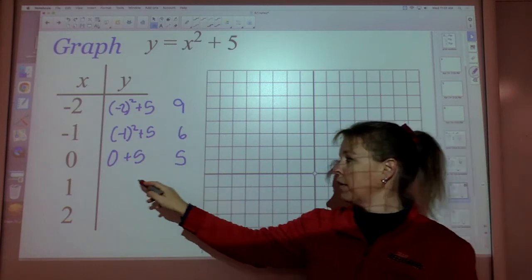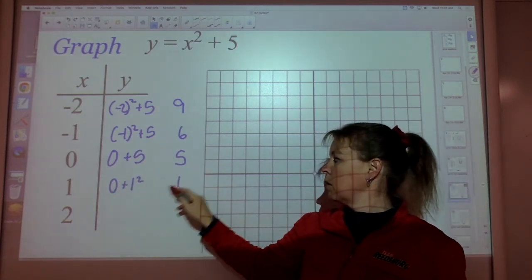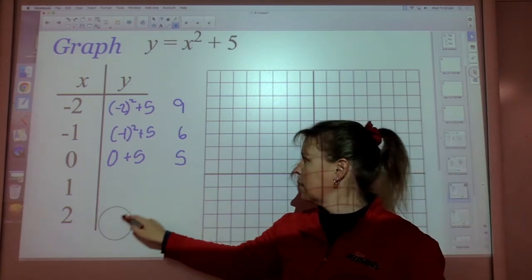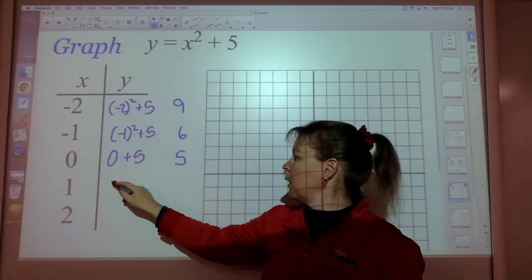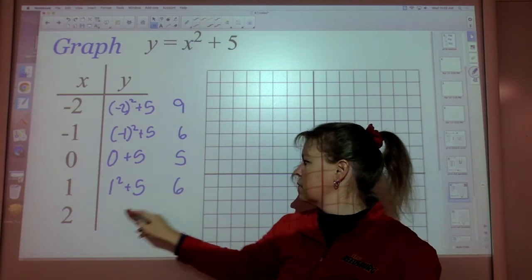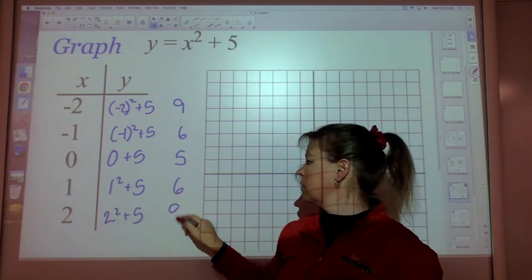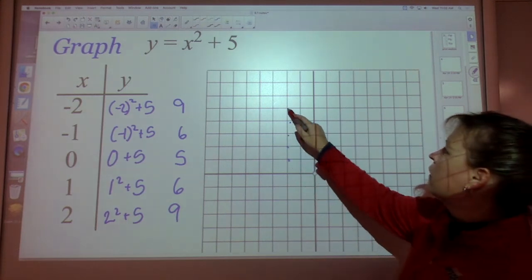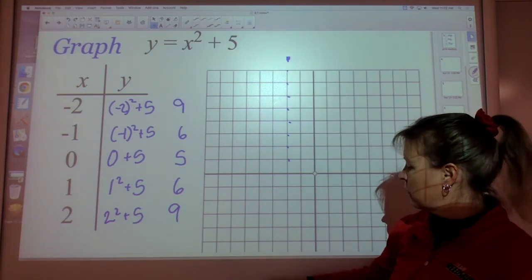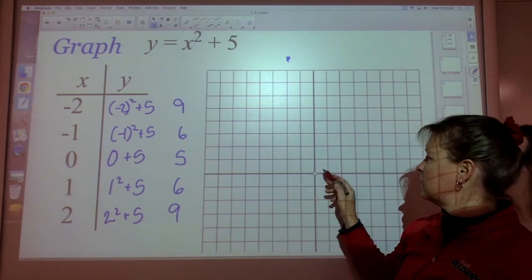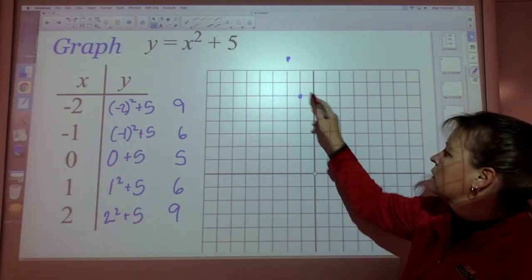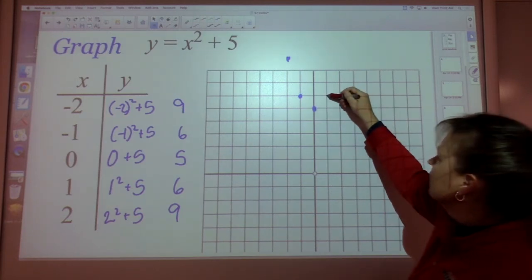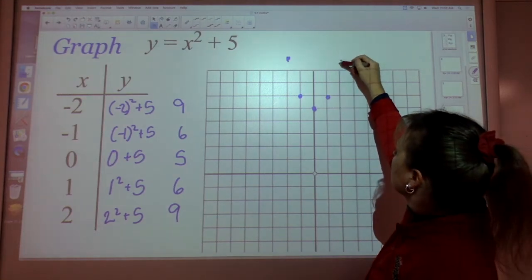Be careful on that. 0 squared plus 5 is 5. Well, what am I doing? Back up. 1 squared plus 5 is 6. And 2 squared plus 5 is 9. So my point now is -2, 9. 6, 7, 8, 9. I better erase those other points or I might use them. -1, 6. 0, 5. 1, 6. And 2, 9.